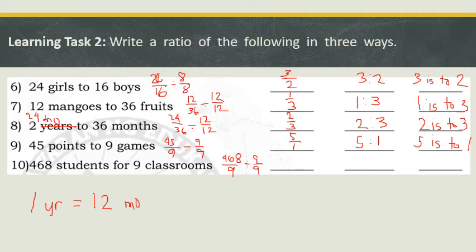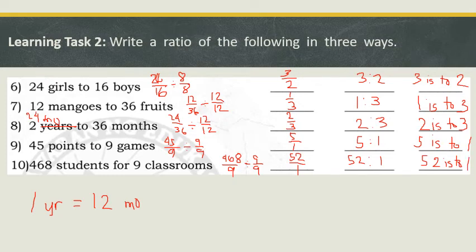So, 468 divided by 9 is 52. And 9 divided by 9 is 1. So, kaya siya magiging 52:1. Yan. So, tandaan natin, hindi porket nakita natin yung number, yun na agad yung ating i-ratio.